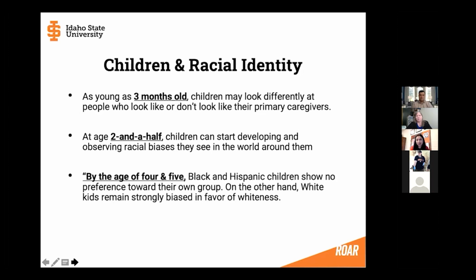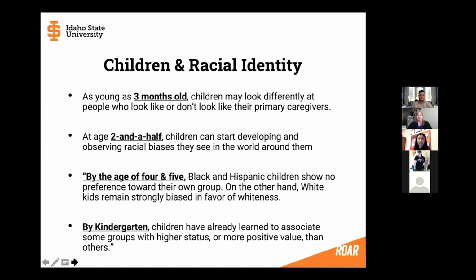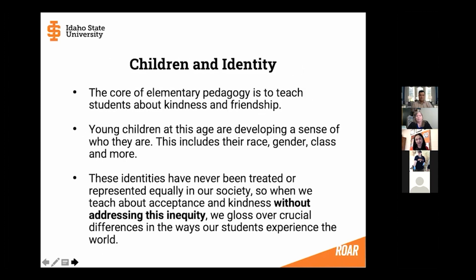And by age 4 and 5, they did these studies and they found that Black and Hispanic children show no preference towards their own group. They don't think, oh, my group is better than other groups, right? On the other hand, white kids remain strongly biased in favor of whiteness. And by kindergarten, children have already learned to associate some groups with higher status or more positive value than others.